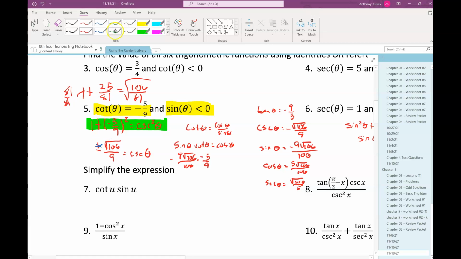I can discard the plus from the plus or minus because sine is negative, so cosecant is negative. You cool with that? So since I have that, sine is its reciprocal. So I flipped it and then rationalized the denominator. So I had negative 9 over square root 106, and then I had to multiply the top and bottom by square root 106. Is that okay?